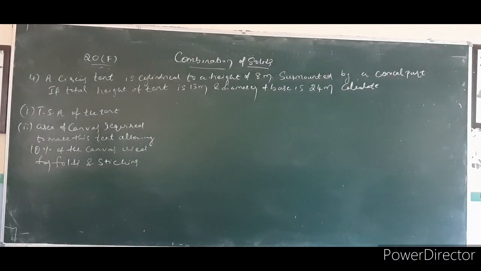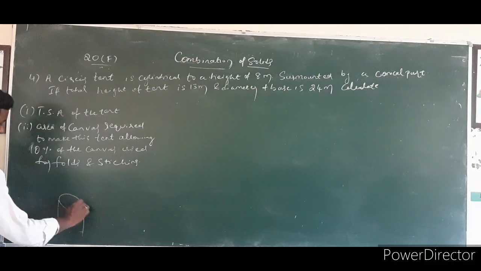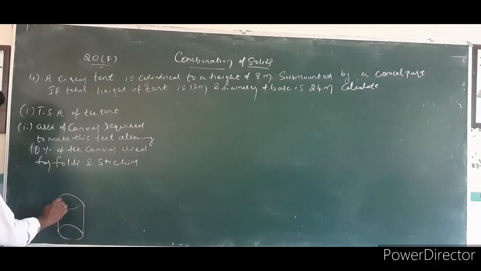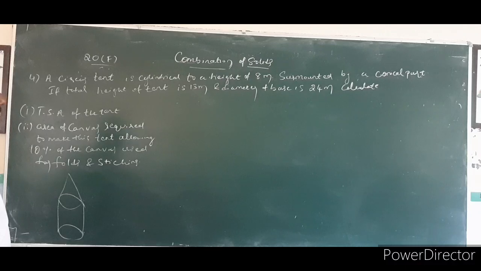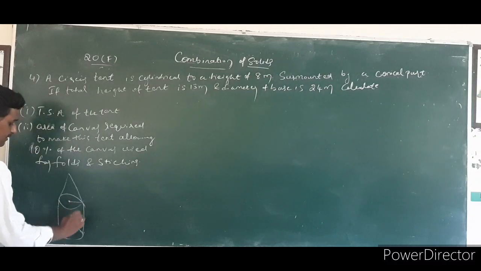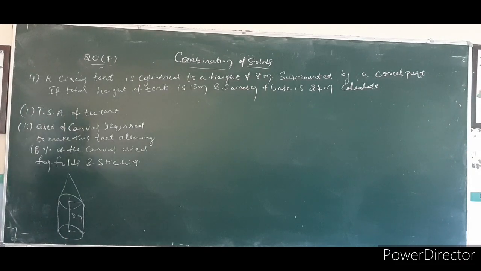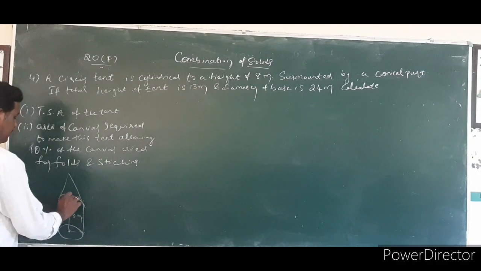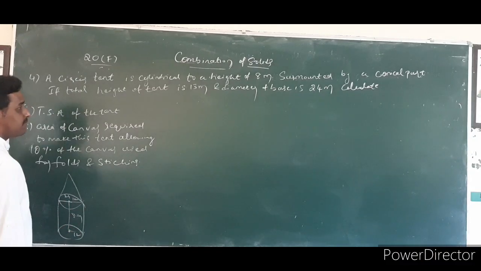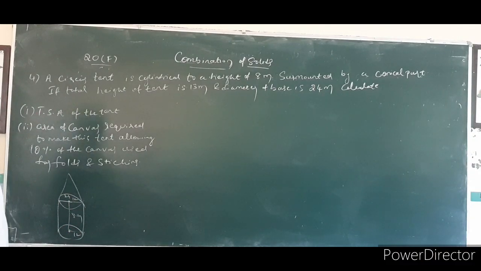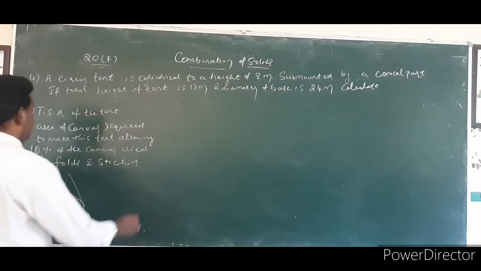In the fourth problem, they have given a circus tent with a cylindrical part here, and above it a conical part is mounted. The cylinder height is 8 meter, and diameter of the base is 24, so radius is 12. Calculate the total surface area of the tent. First calculate the total surface area.